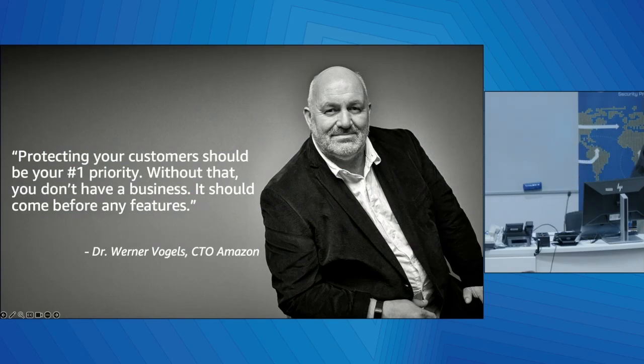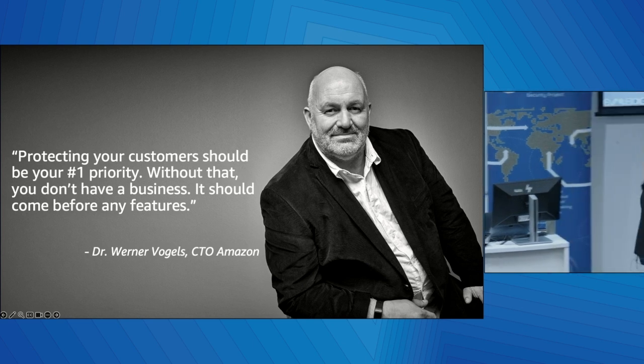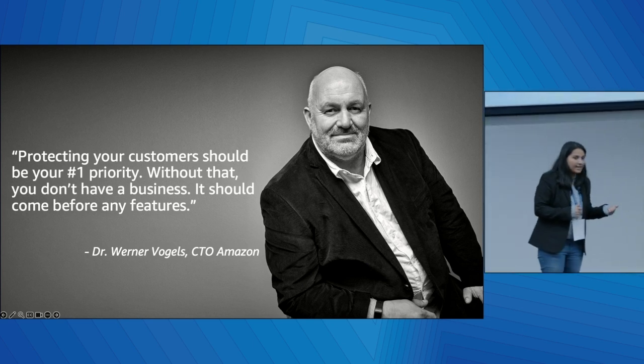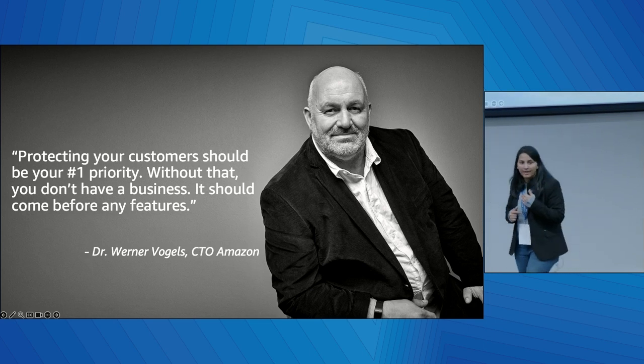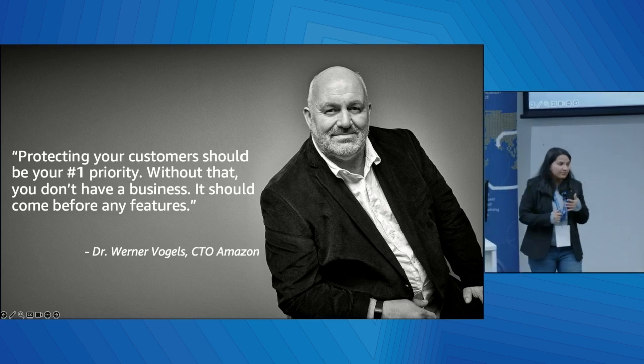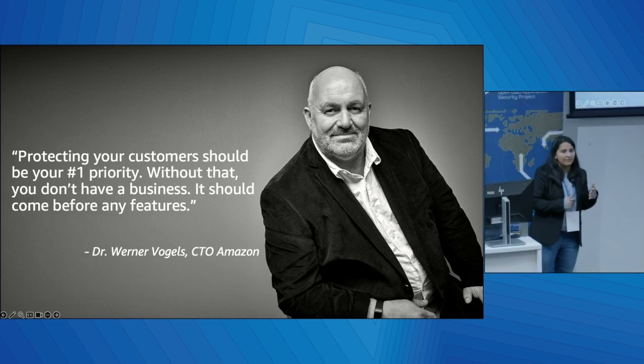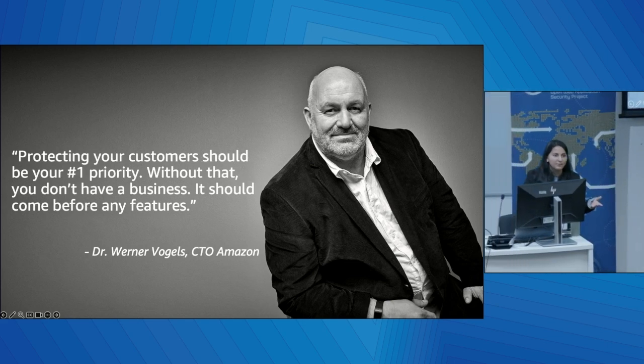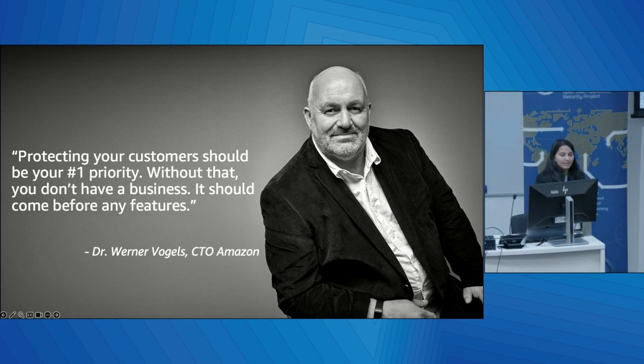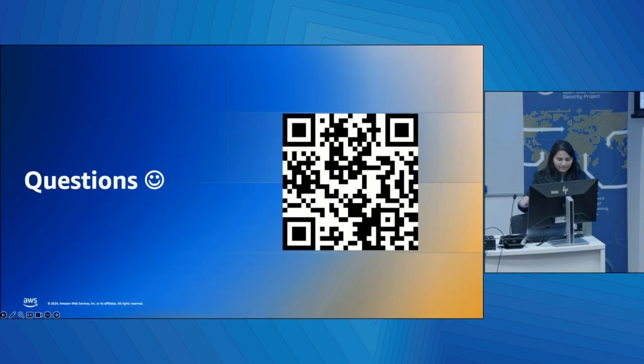And finally, I want all of you to read this. Werner Vogels is our CTO, and he said, protecting our customers should be our number one priority. At AWS, security is our number one priority. We take security very seriously, and without that, we don't have any business, or nobody has a business if we don't take security as a priority.